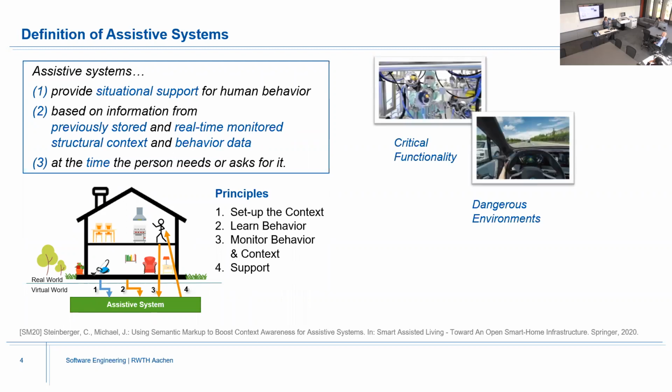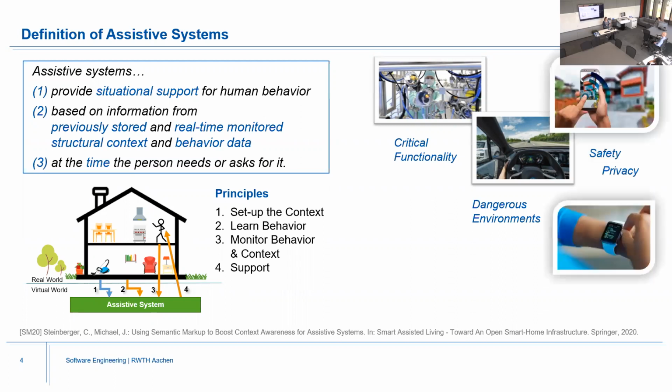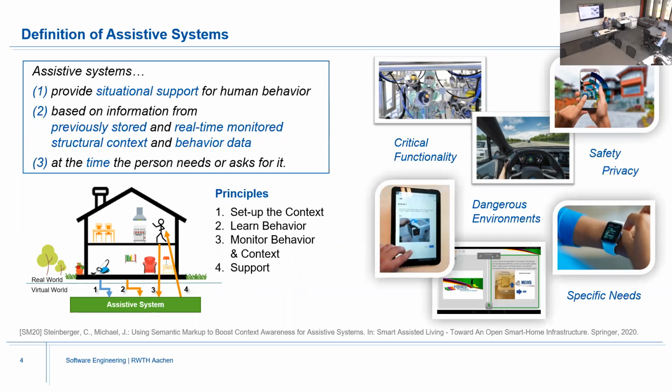And that's highly relevant because assistive systems are providing critical functionality. They're helping in dangerous environments. We all have to care about safety or privacy issues because we're handling very sensitive data in such systems about the users themselves. And they have to be adaptable to specific needs because we have a broad variety of end users for which assistive systems are relevant. So we need to tailor our systems towards their abilities, but also towards their wishes.